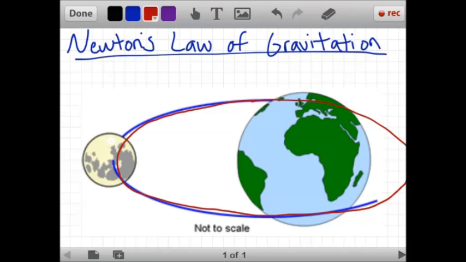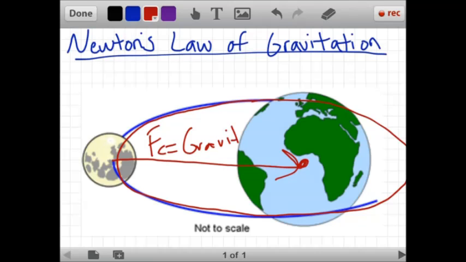Since it's moving in a circle, we know from our last lesson that there has to be some force that's moving it in a circle, right? We also know that this force has to be pointed towards the center of the circle, which in this case would be the center of the Earth. So it'd be a centripetal force. And from common sense, hopefully you realize, this has to be gravity that's causing the moon to move around the Earth in a circle.